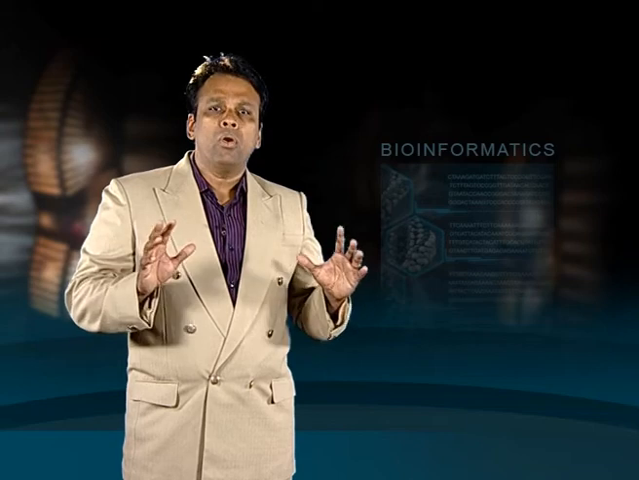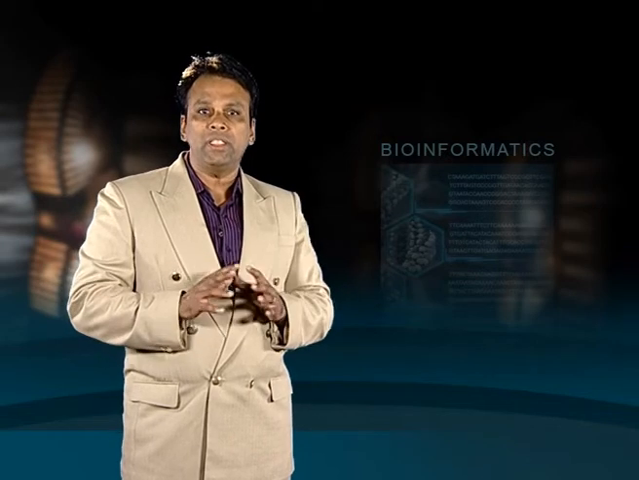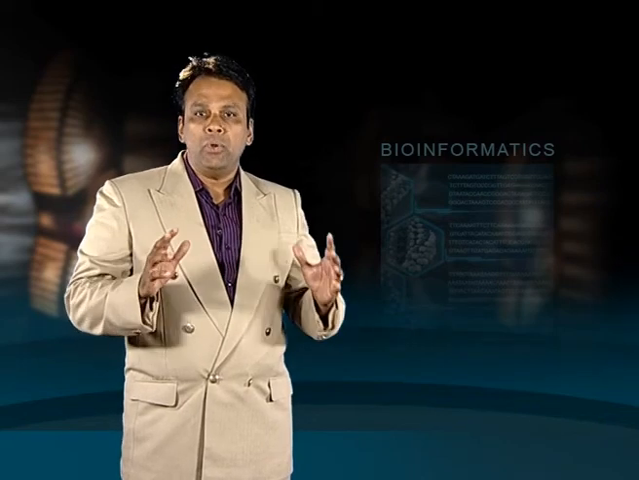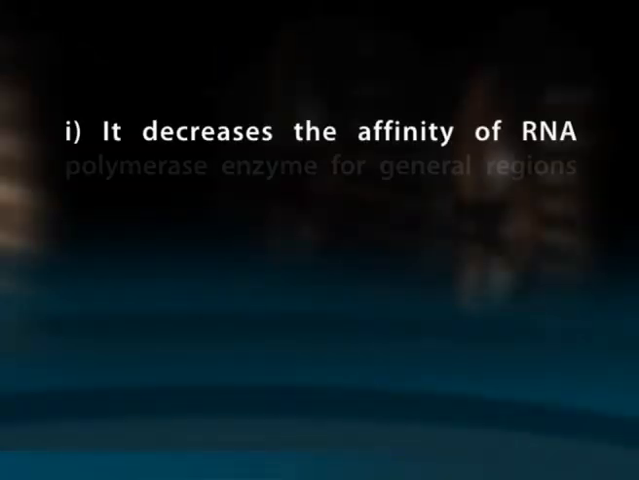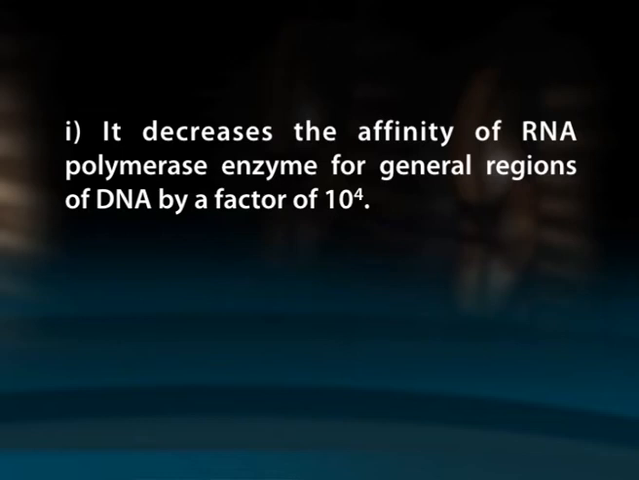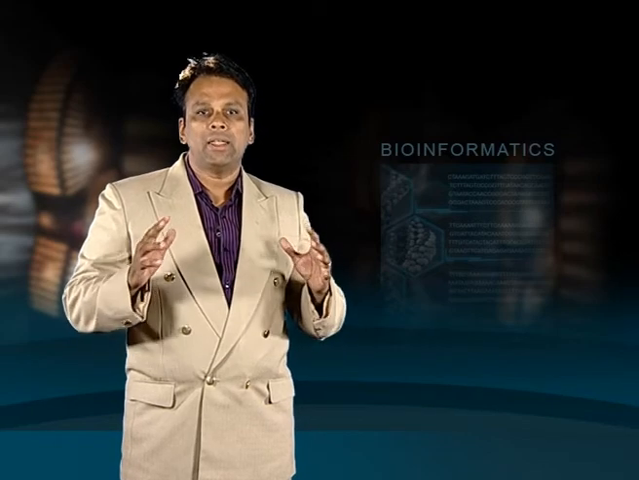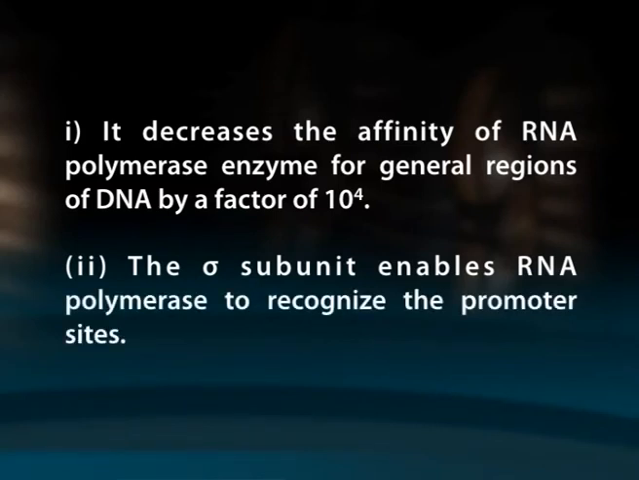Rather, the complete holoenzyme consisting of alpha 2 beta beta prime sigma is essential for initiation of transcription at the correct start site. The sigma subunit contributes to specific initiation of transcription in 2 ways. First, it decreases the affinity of RNA polymerase enzyme for general regions of DNA by a factor of 10 to the power of 4. The core enzyme binds the DNA indiscriminately and tightly in its absence. Secondly, the sigma subunit enables RNA polymerase to recognize the promoter sites.